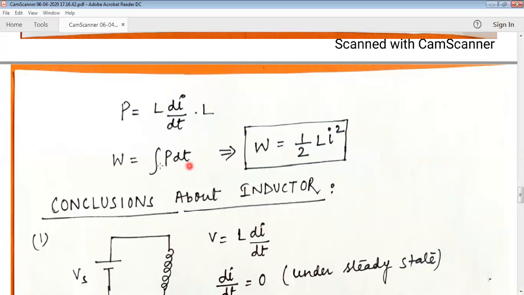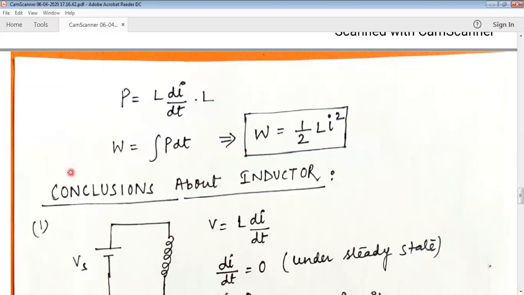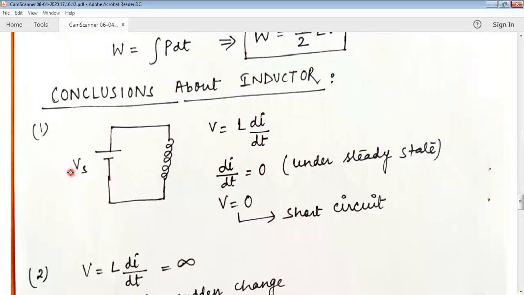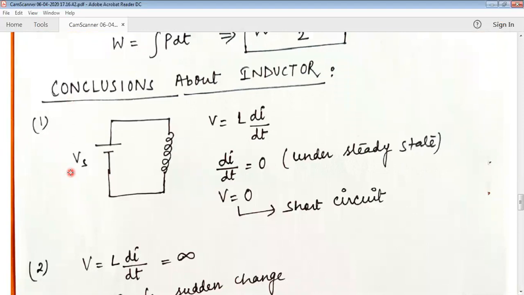Now let's move towards some conclusions about the inductor. Some basic important conclusions about the inductor. The first conclusion is that under steady state condition, an inductor acts as a short circuit. When will that steady state condition be there? When there is a DC supply. So under steady state condition for a DC supply, an inductor always acts as a short circuit.